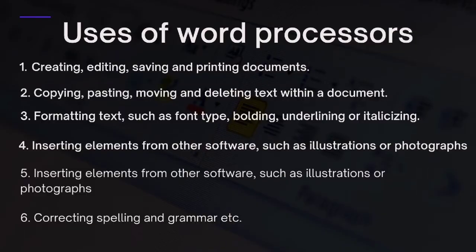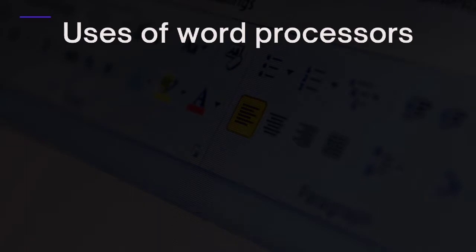Now, some of the uses of word processors include: 1. Creating, editing, saving and printing documents. 2. It's used to copy, to paste, to move or delete text within the document. Word processor can also be used to format text such as font type, bolding, underlining a particular text, or italicizing it. Word processor can also be used to correct spellings or any grammatical errors, and so on and so forth.